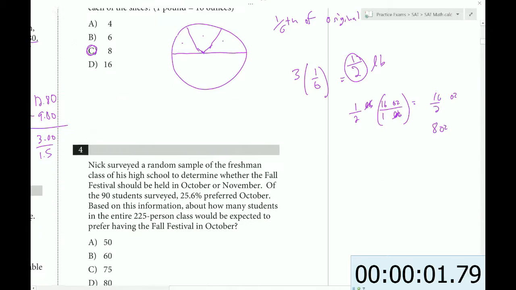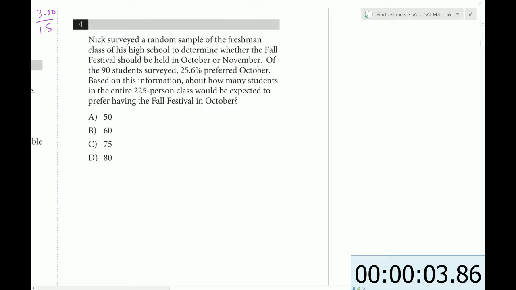Looks like I forgot to start the timer. Okay, no big deal. Nick surveyed a random sample of freshman class high school students to determine whether the fall festival should be held in October or November. Of the 90 students surveyed, 25.6 preferred October. Based on this information, about how many students in the entire 225-person class would be expected to have the same results?